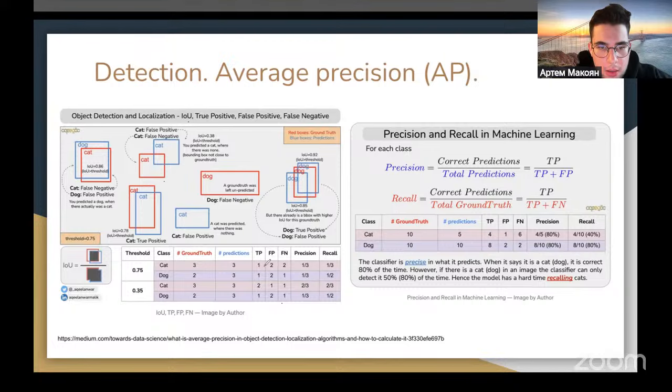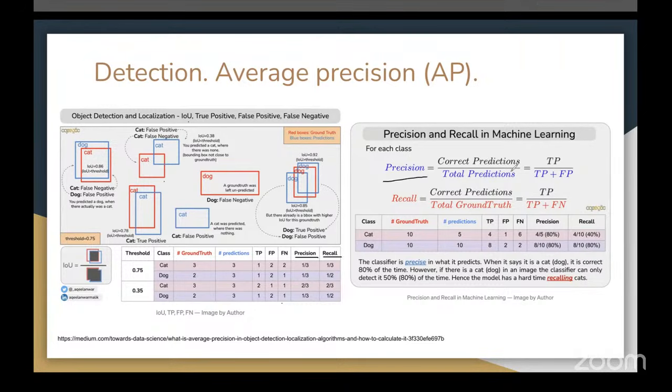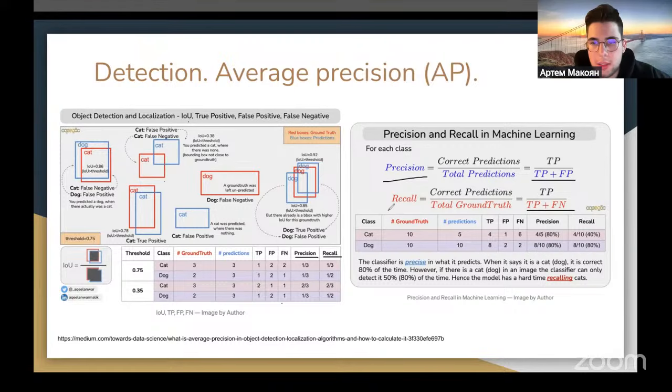Okay, so we can count true positives, false negatives. After that, we can count precision and recall. Do you remember these metrics? They were, I think, last year when you talked about classification. Yes, okay, yeah. You can find formulas here. So we can count precision and recall.